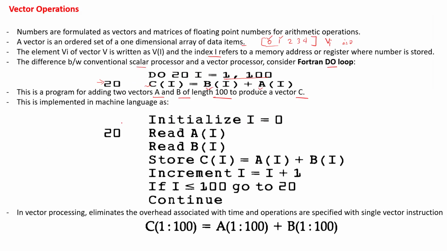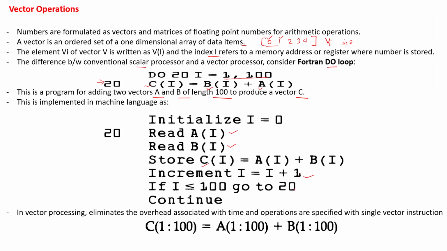Whereas in the case of machine language, it will initialize I equal to 0, then read the particular position of vector A and again of vector B, and the addition of that particular position is stored in C. After that, the increment of I takes place.